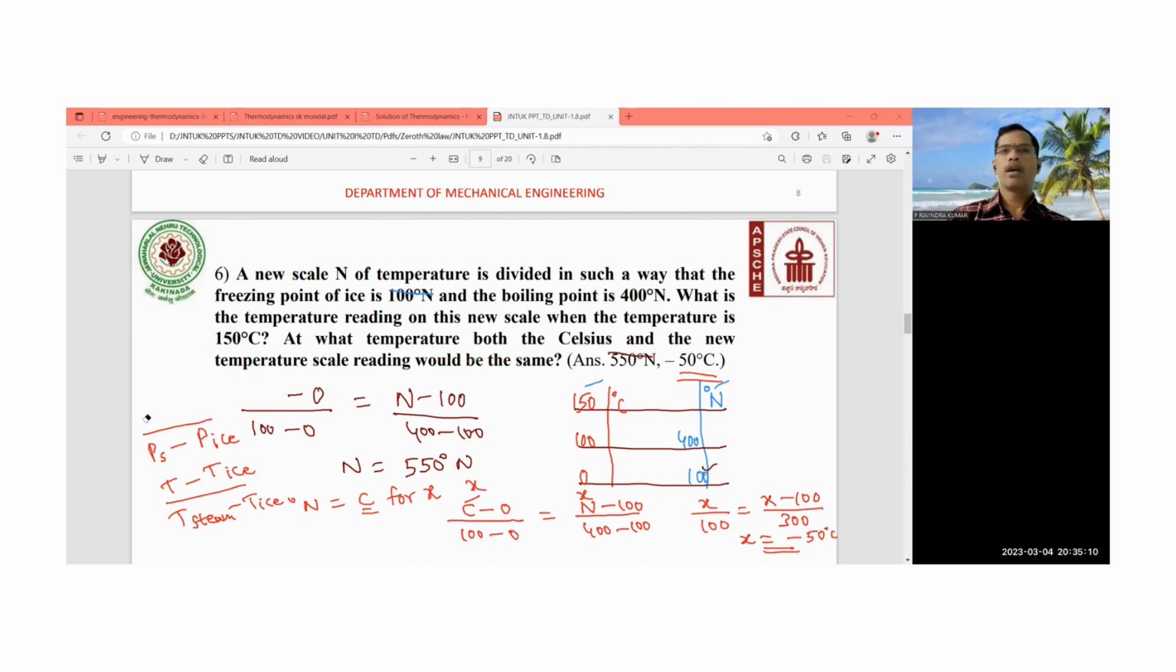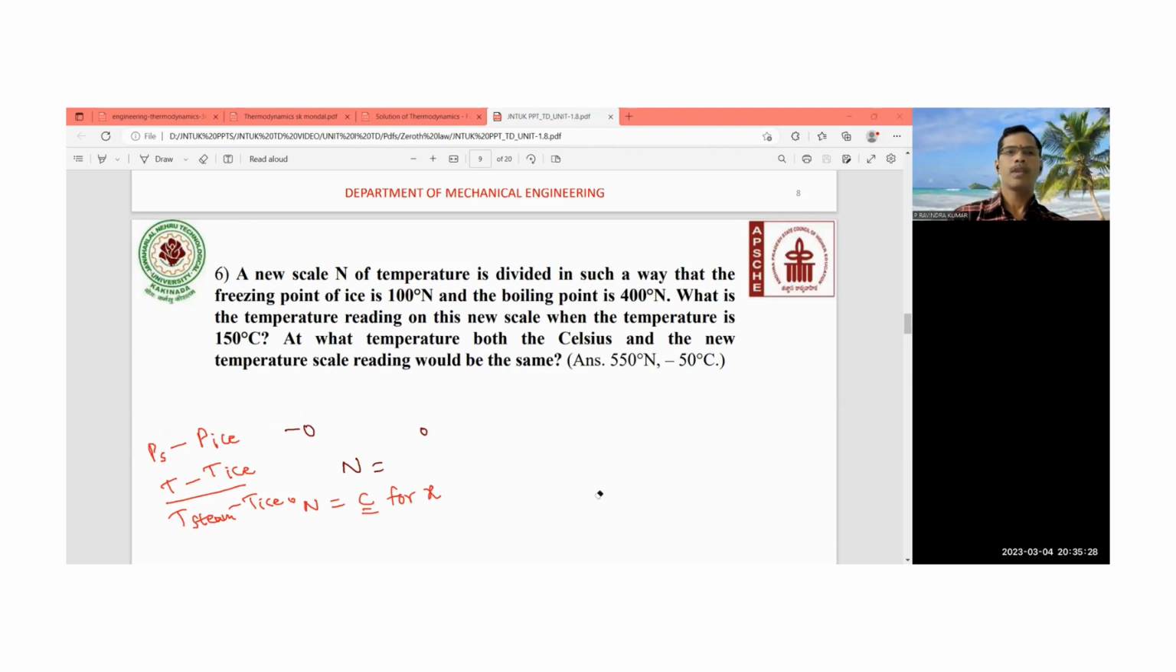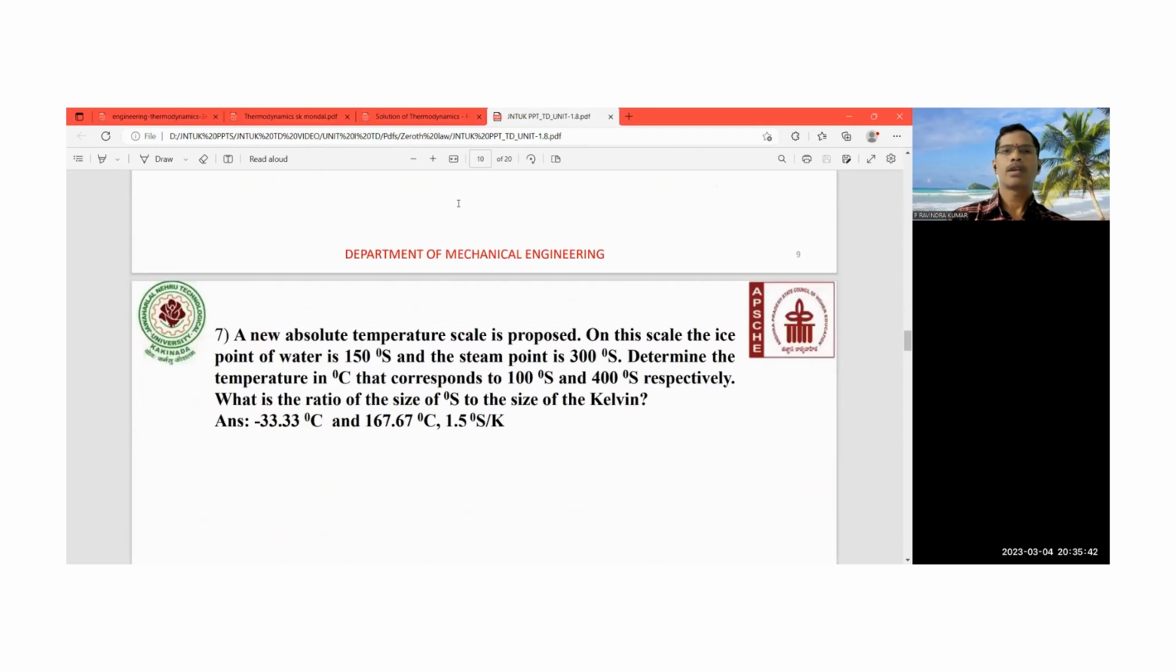So this is the exercise problem from the PK Nag textbook, and you are going to make the solution like this one. So this is the methodology you have to observe here. Once you know these basic fundamentals, then you can easily calculate the temperature. So hope this particular problem is clear.